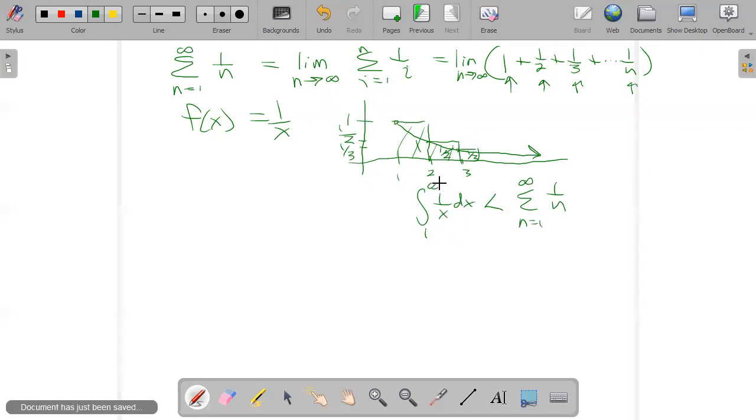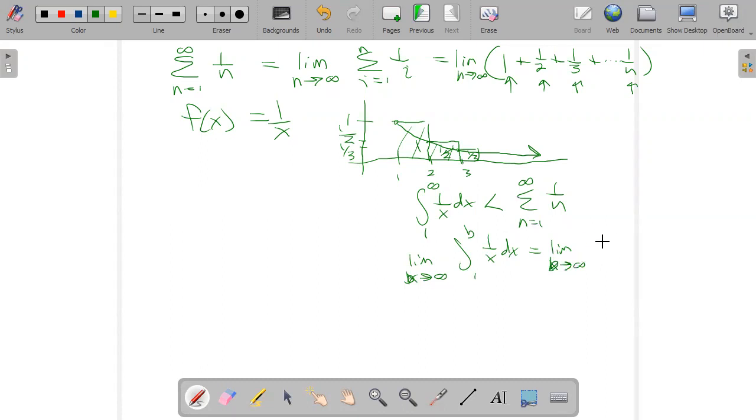We know that to do an improper integral like this, I have to rewrite that as the limit as b goes to infinity of the integral from 1 to b of 1 over x dx. What's an antiderivative for 1 over x? ln x. Yeah. So this is going to give me the limit as b goes to infinity of the natural log of the absolute value of x evaluated from 1 to b.